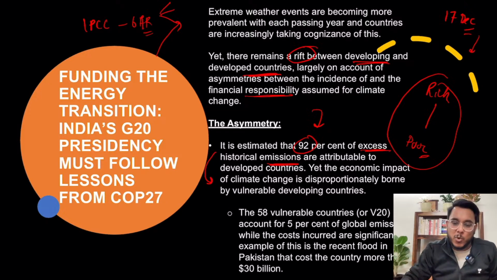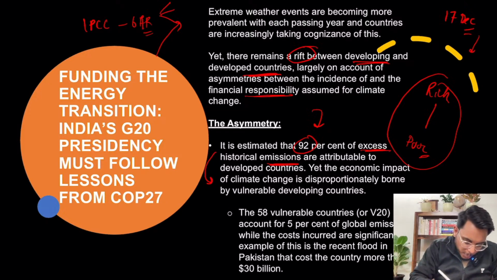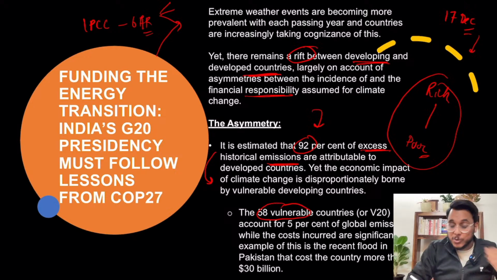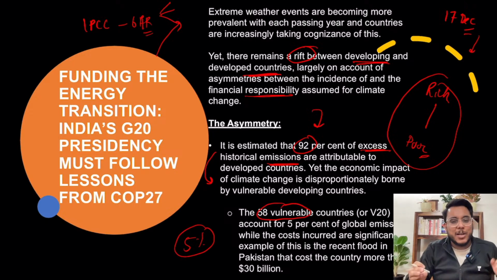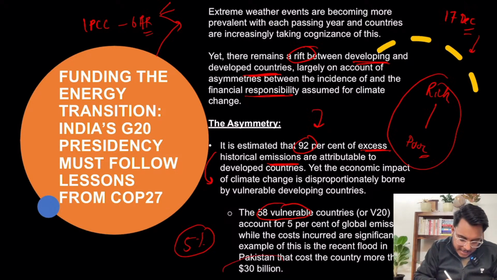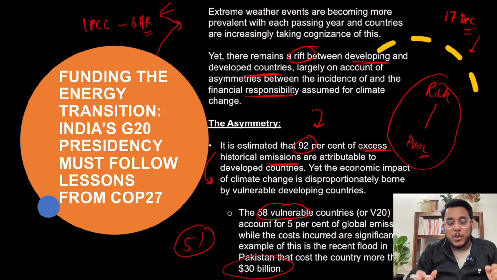This was the biggest dispute that was there. The group of 58 vulnerable countries have emitted just 5% of carbon, but today they are the ones who are the most impacted. Recently the flood came in Pakistan, and Pakistan's flood is costing around $30 billion. But Pakistan's emission has not been there. Why did this particular flood come? Because of the climate change pattern.